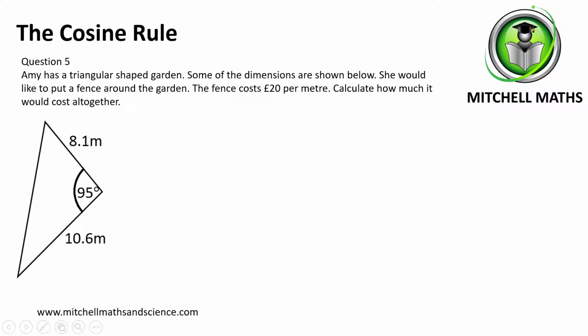And the final question we're going to do: Amy has a triangular shaped garden. Some of the dimensions are shown below. She would like to put a fence around the garden. The fence costs £20 per metre. Calculate how much it would cost altogether. What we're going to need to do in this question is find the perimeter of the garden. But we can't do that yet because we're missing one side. Because it's a triangular garden, we can use cosine rule to find the other side. And once I know the perimeter of the garden, I can times it by 20 to find the cost.